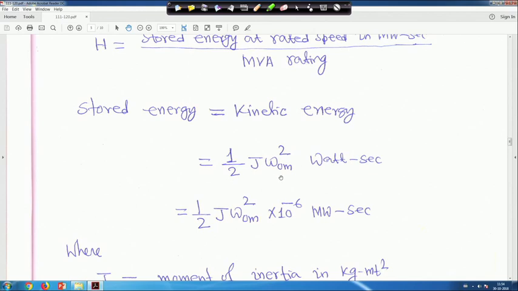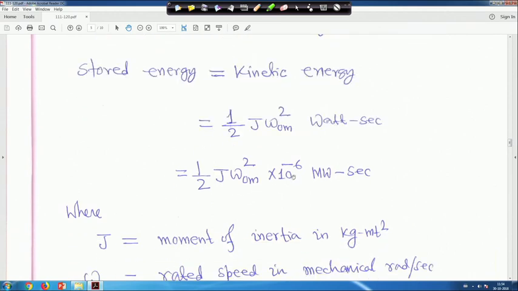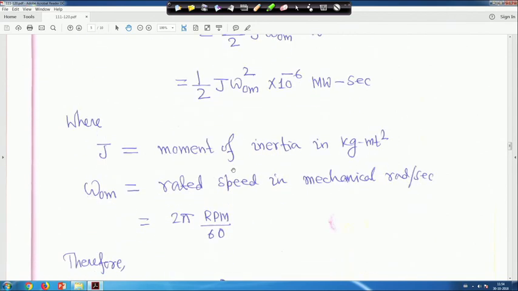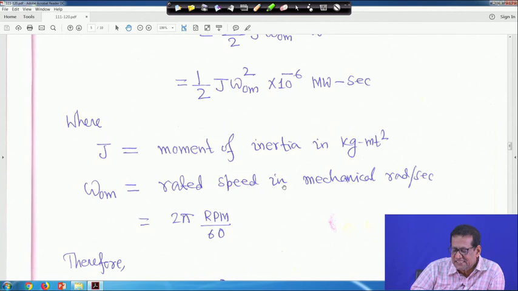Now if you convert watt into megawatt, then it will be half j omega 0 m square into 10 to the power minus 6 megawatt second, because 10 to the power 6 watt is equal to 1 megawatt. Now, j is the moment of inertia in kg meter square. Omega 0 m is the rated speed in mechanical radian per second, which is equal to 2 pi into revolution per minute rpm by 60, because we are giving in radian per second.